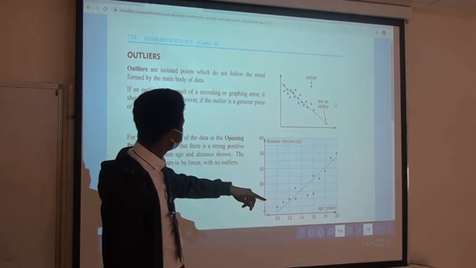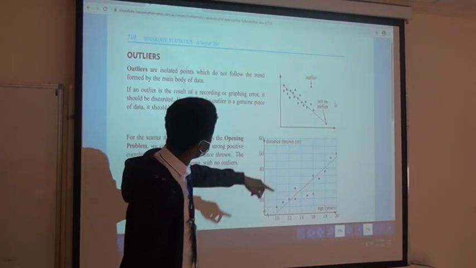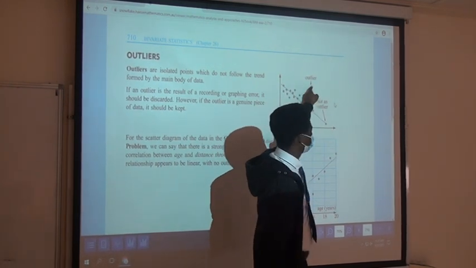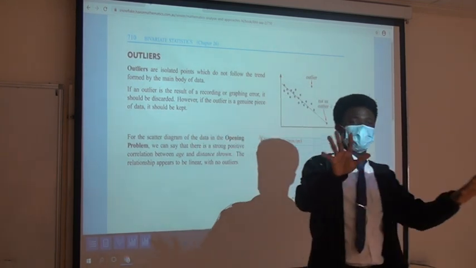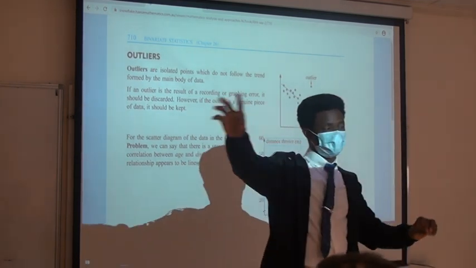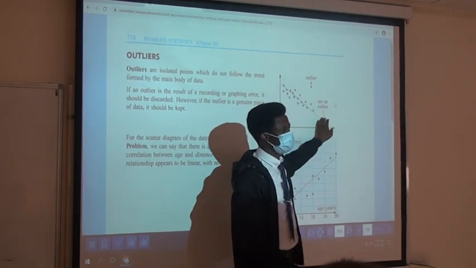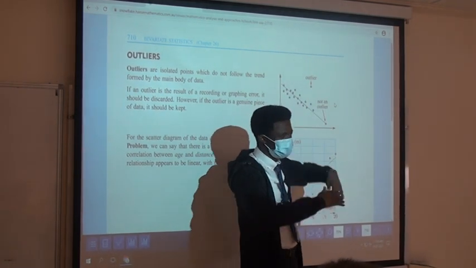I'm sorry, it goes the wrong way. This is still within the trend, I'm sorry. This is still within the trend. But in the normal data, the one far away. This is because we are talking about a particular trend, the line of best fit. Sorry about that. This is the one. It's not within the trend.